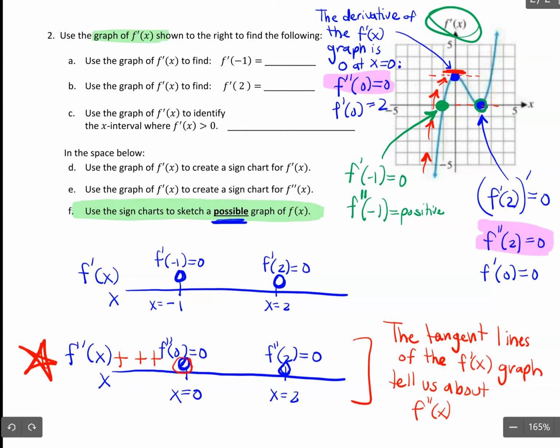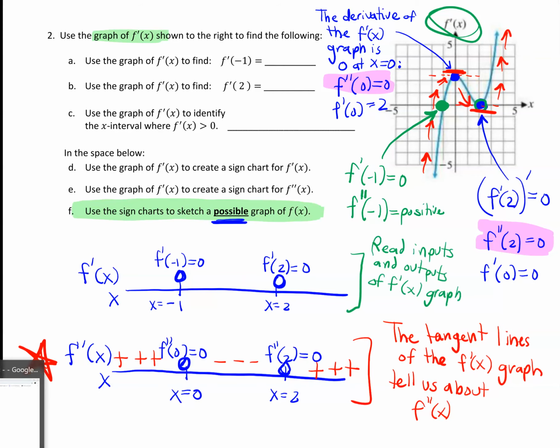Okay. Then my tangent lines point back negative for a while. Then they hit 0, and then they're going to point back up. So my tangent lines turn positive. So then I'm going to have plus signs after that inflection point. Okay, so now we have that second derivative sign chart all filled out. So let me erase these tangent lines here.